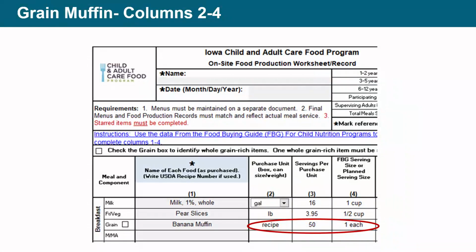Using information from the standardized recipe, the component contribution of a muffin is 1 ounce grain equivalent. If the meal pattern requires a half-ounce grain equivalent for breakfast, you could serve half a muffin if you wanted to serve a smaller portion while still meeting the meal pattern requirements.